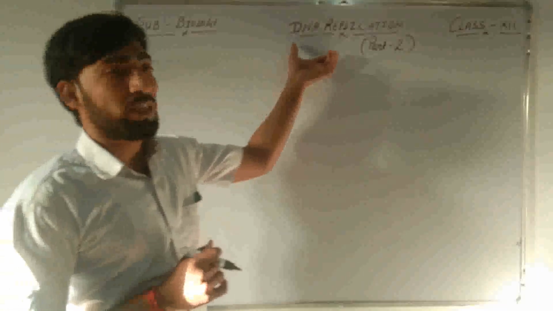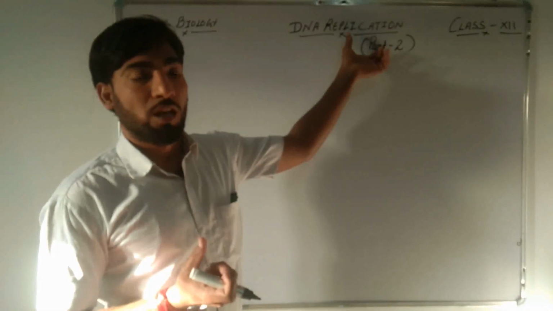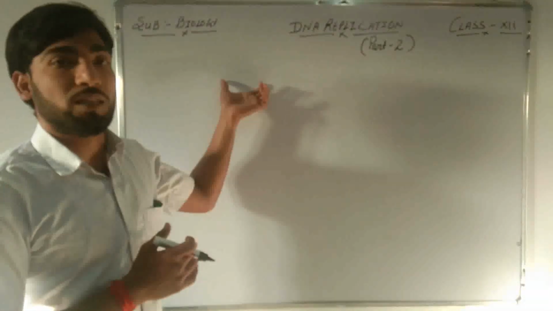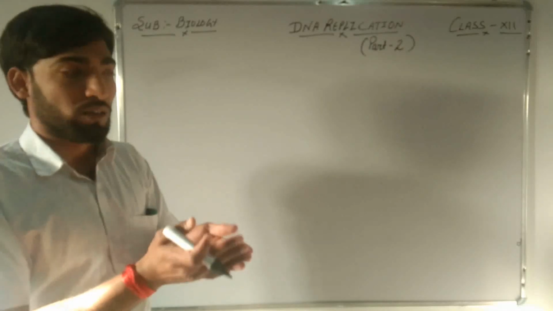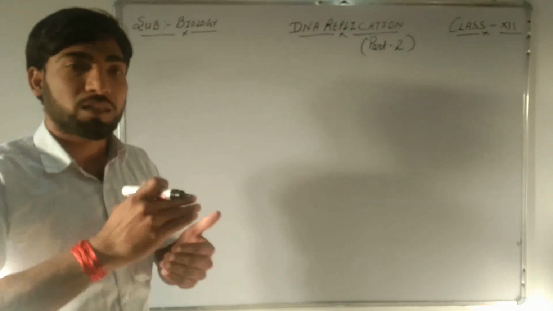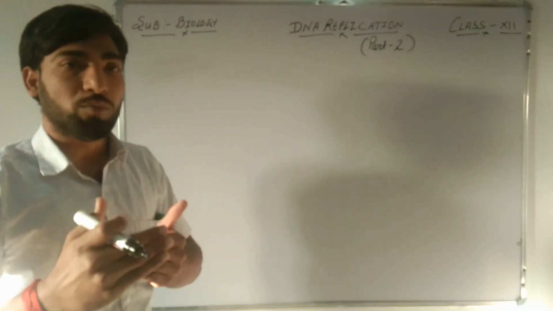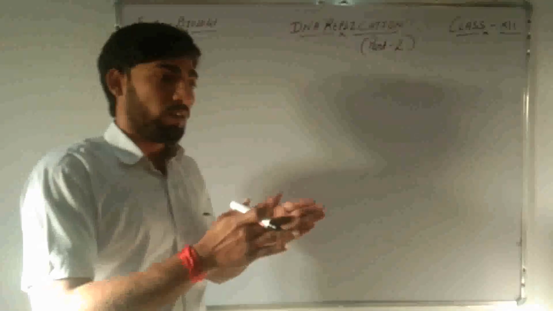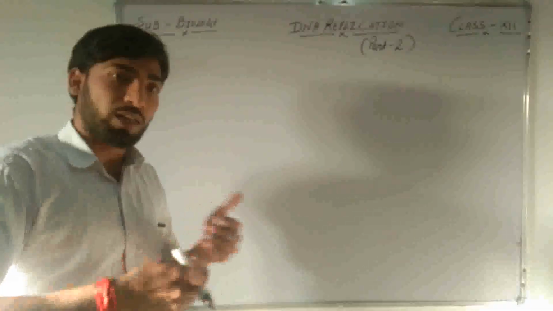So DNA replication is a complex and multi-step process, and though we will discuss all these steps one by one, they occur randomly. That means when the helicase enzyme breaks down the hydrogen bonds, at the same time the DNA polymerase adds the nucleotides on the template strand. So in this way, all these steps of DNA replication occur randomly.